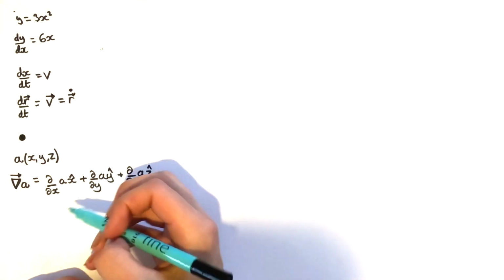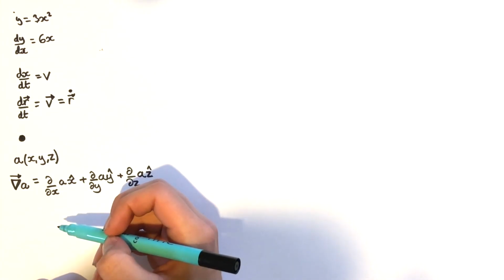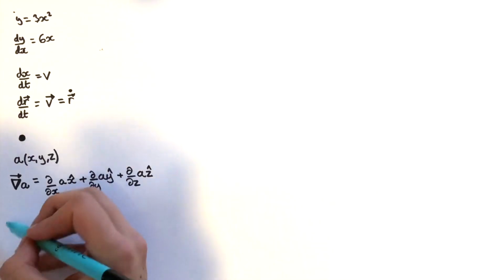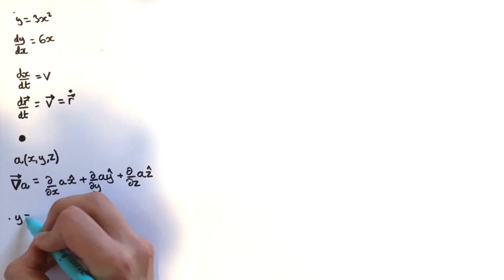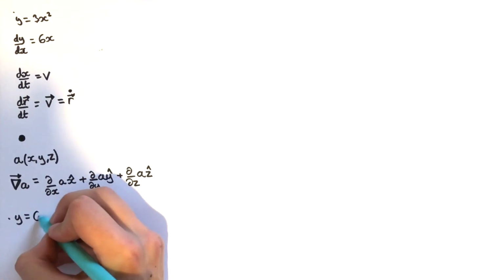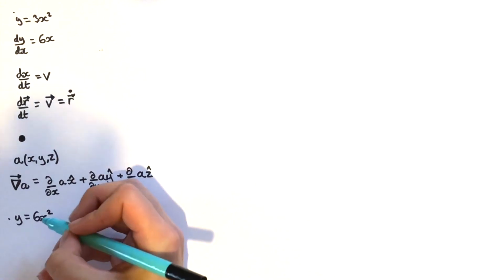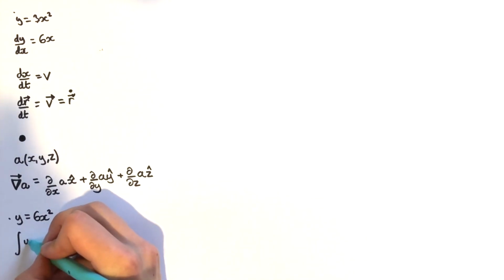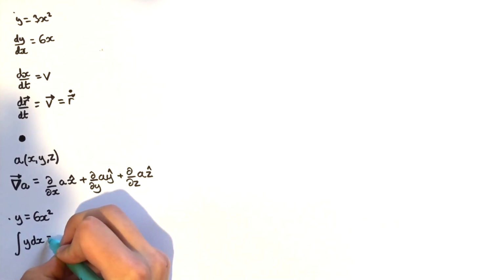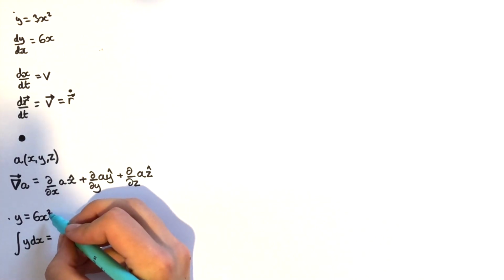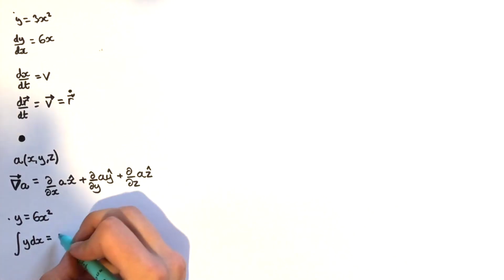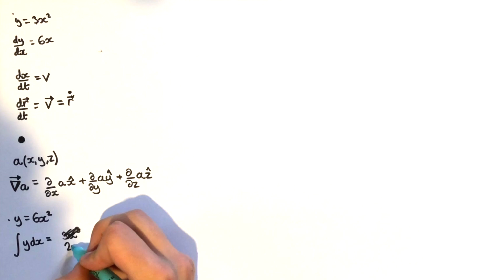And finally, the last piece of maths we'll need is how to take the integral of a vector. Now, like differentiation, you're probably fairly familiar with integration. So if you have a function which says that y equals 6x squared, then the integral of y with respect to x is simply, well, we add 1 to the power and then divide by the new power. So we're going to get 2x cubed.